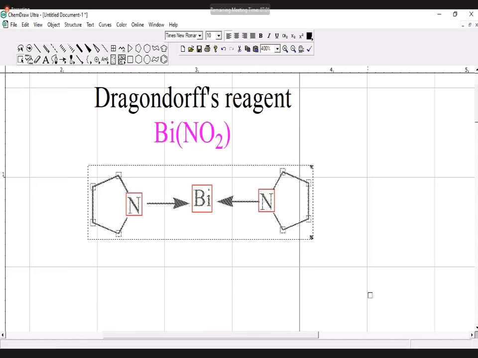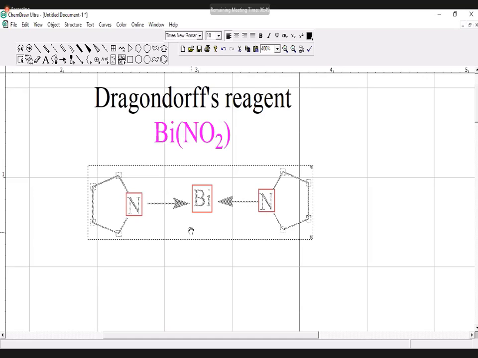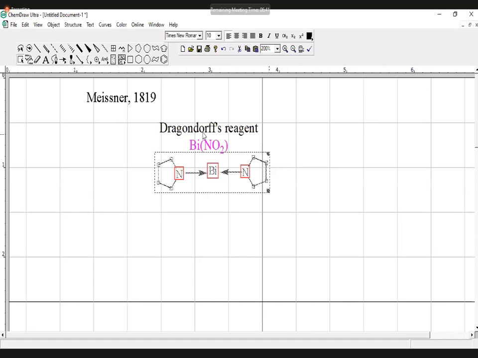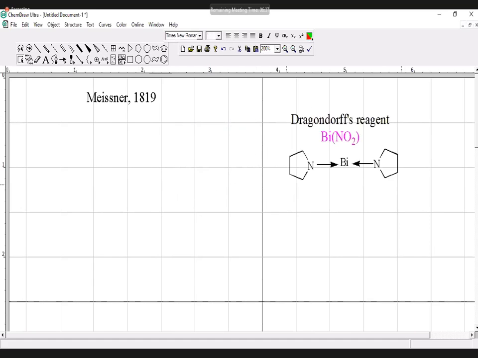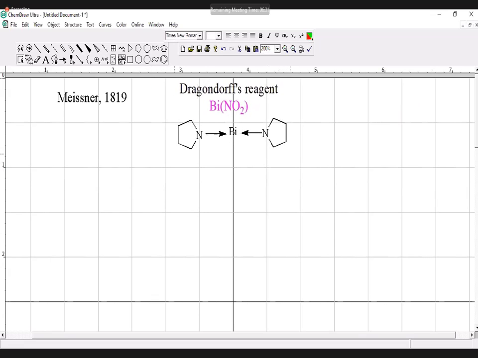On this color basis, the terpenoids don't show this color because they don't have nitrogen present in them. Similarly, flavonoids and many other natural products will not give this test positive. Only and only alkaloids give this test positive. This is the characteristic of the alkaloids. So this is a very easy method. If you are interested in finding out whether your compound or the plant you are working on contains alkaloid or not, this is the best test to perform. I hope it is clear now.